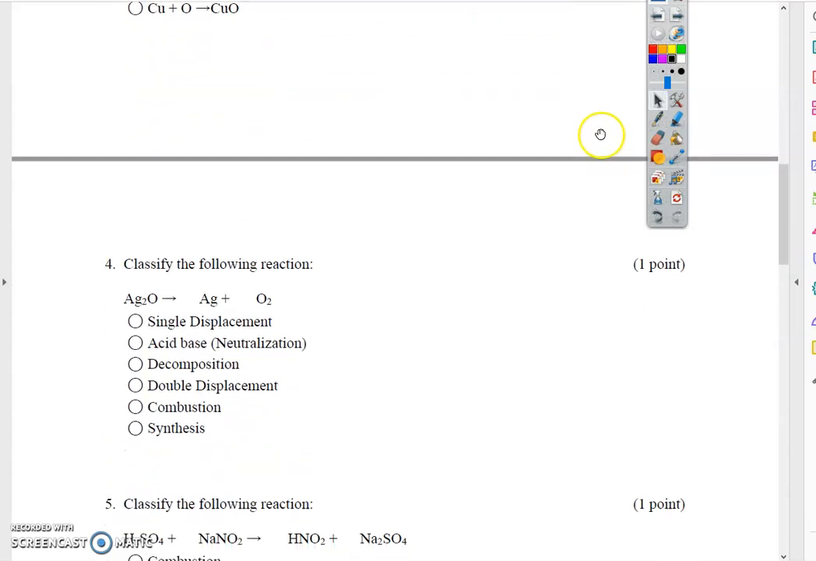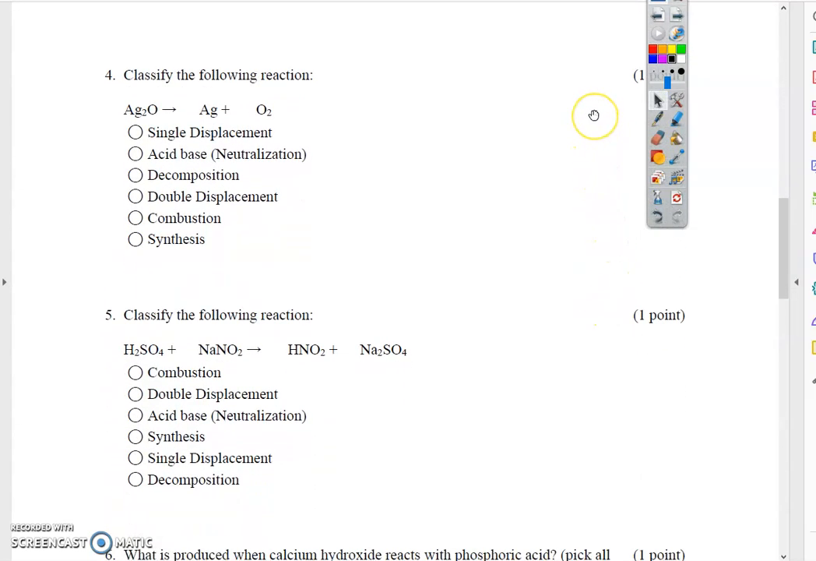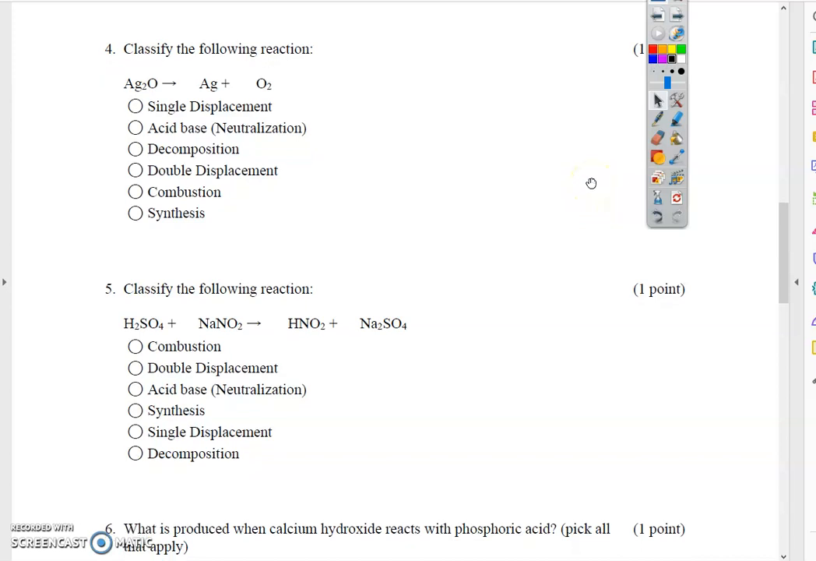All right, next one, classify the following reaction. So there's no balancing or anything, it's just classifying. You have a compound, it's the only thing on the left of the arrow, it's the only reactant, it's breaking apart. So that thing is unstable or it's somehow being forced to break apart, whether we heat it a little bit, and that ends up being decomposition. Decomposition is very easy to pick out. There's only one thing to the left of the arrow.